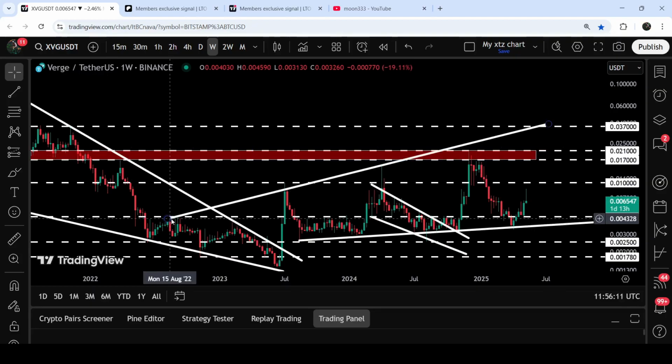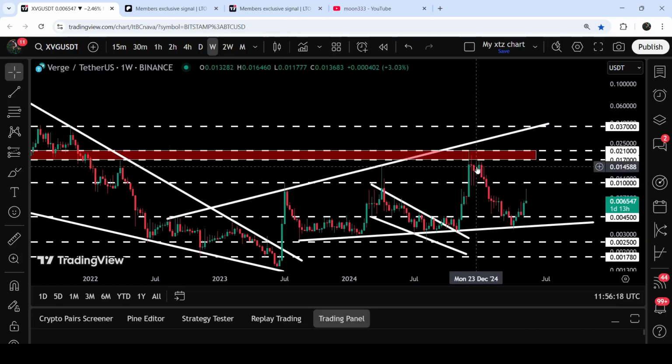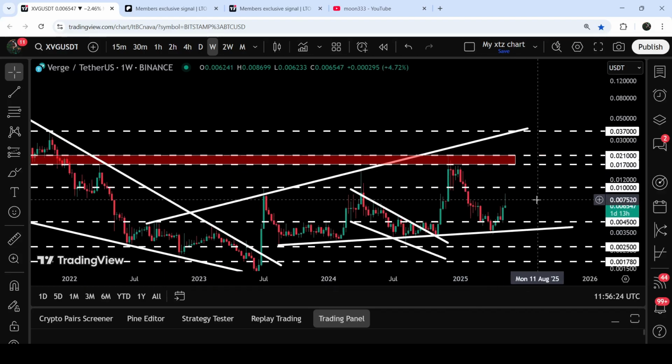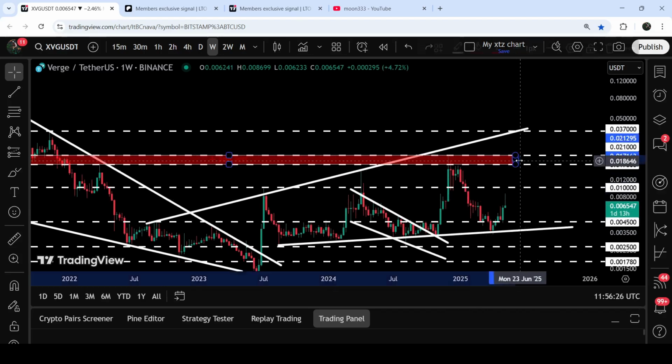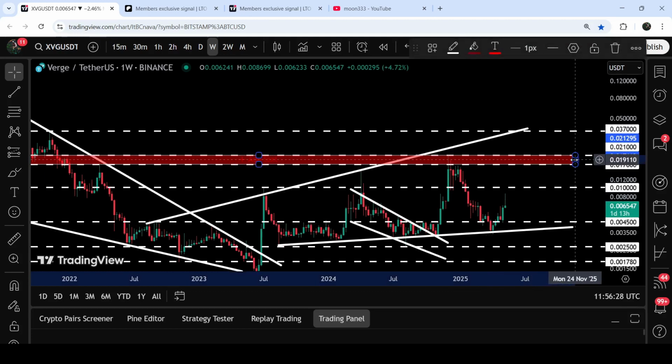It formed a high here. The next high was higher than the previous one. Another higher high, another higher high, and here it is also forming higher lows. Recently it bounced again from the support of this broadening rising wedge pattern. This time, before the resistance of the broadening rising wedge pattern, we have another resistance zone that starts from 1.7 cents and goes to 2.1 cents.